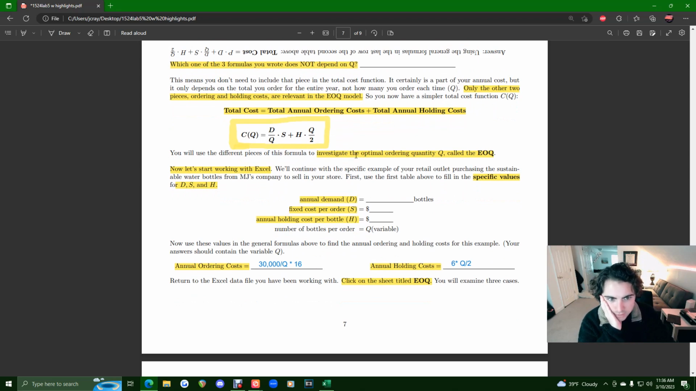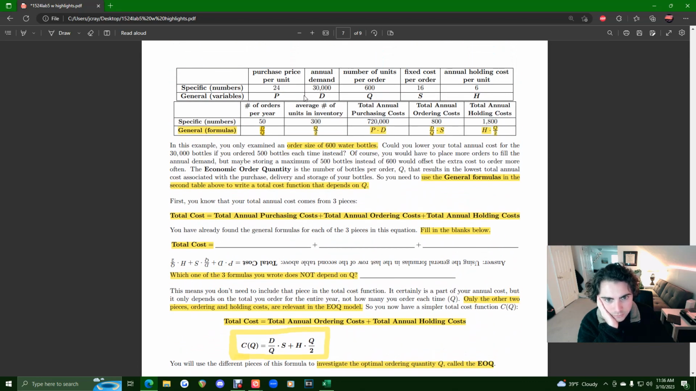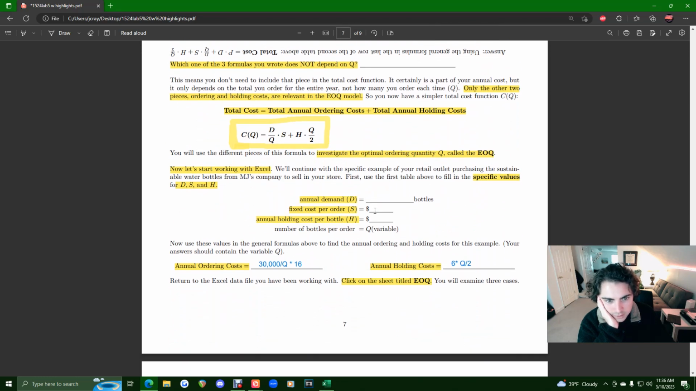Okay, so we're going to investigate the optimal ordering quantity Q. Let's start working with Excel. First, use the table above to fill in the specific values for D, S, and H. So D, S, and H above were 30,000, 16, and 6. And in place of Q, we're just going to use Q. Okay? So now use these values with the general formulas above to write this and that.